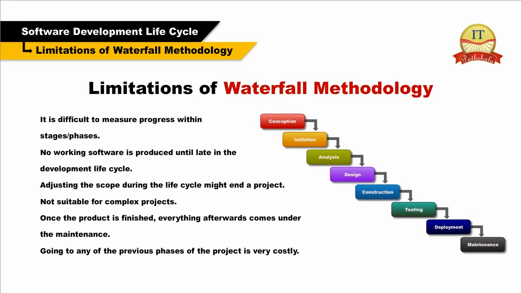Limitations of waterfall methodology: it is difficult to measure progress within stages or phases. No working software is produced until late in the development lifecycle. Adjusting the scope during the lifecycle might end a project. Not suitable for complex projects. Once the product is finished, everything afterwards comes under maintenance. Going to any of the previous phases of the project is very costly.